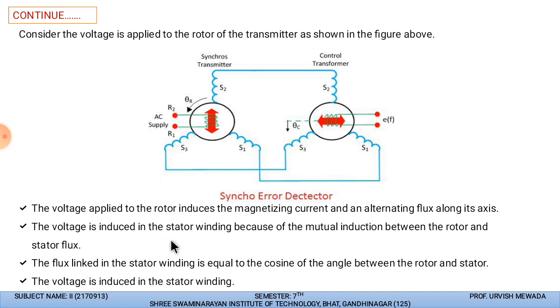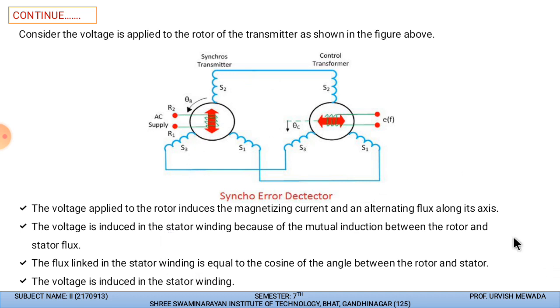So the voltage is induced in the stator winding due to the cutting action of magnetic lines of force, and because of the mutual induction between the rotor and stator flux. The flux which transfers through the air gap then links to the stator conductor, and the flux linked to the stator winding is equal to the cosine of the angle between the rotor and stator. Whatever the angle taken by the stator circuit and rotor circuit, that will be the cosine angle between the rotor and stator. So the voltage is induced in the stator winding.